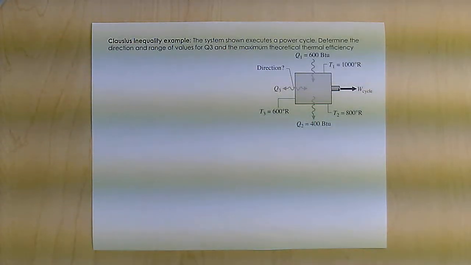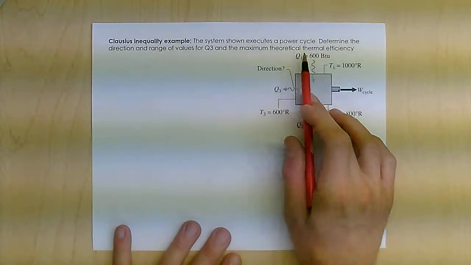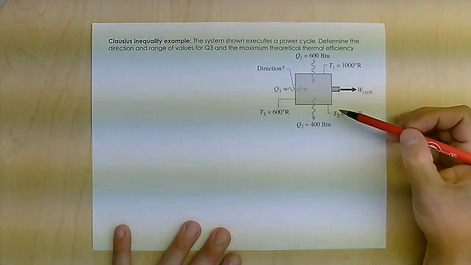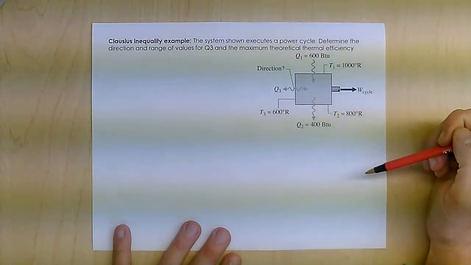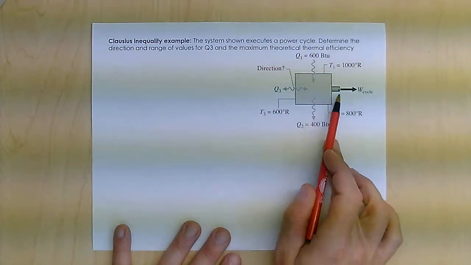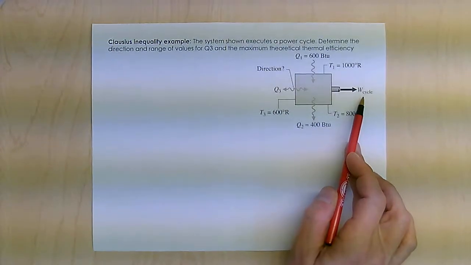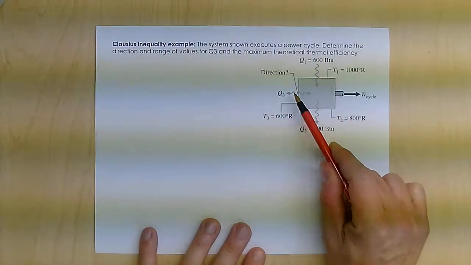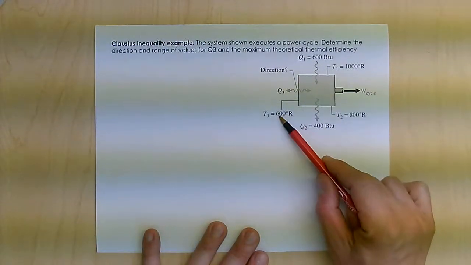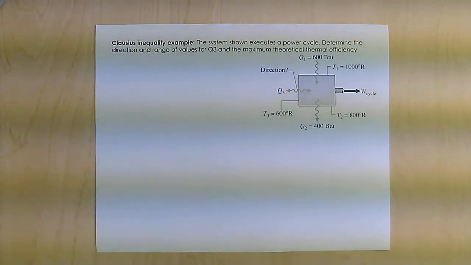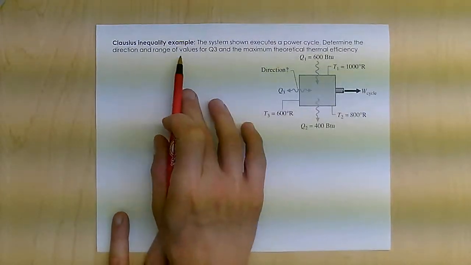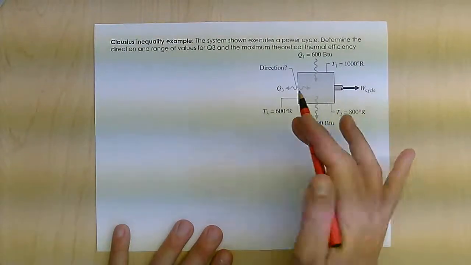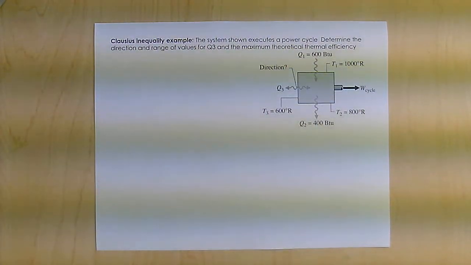Okay, so here I've got a power cycle. Notice I've got Q in, Q out, a specific amount at a specific temperature, and of course I've got the work of the cycle, and that's got to be going out. My Q3 occurs at 600, but I don't really know what direction it is or what value it is, and that's what we're trying to find. Let's find a range of values and a direction for that Q3. And then after that, let's go ahead and find the best efficiency we possibly can.